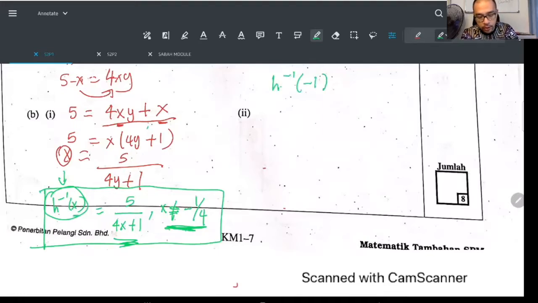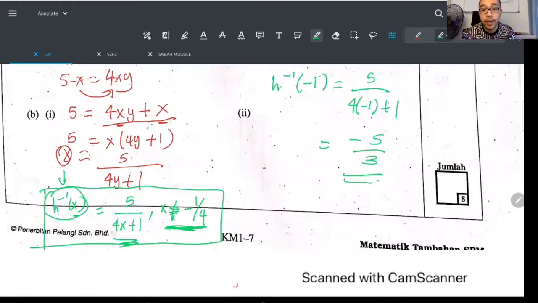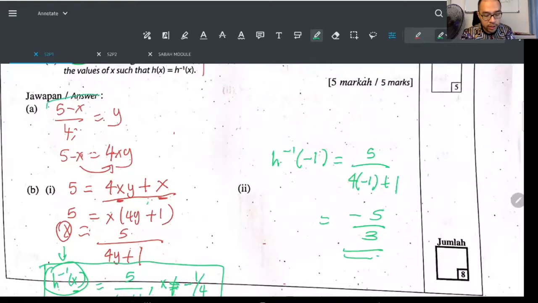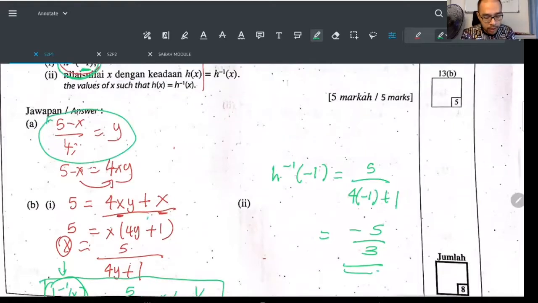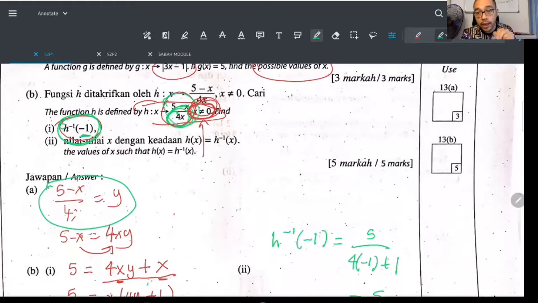Negative 1 equals 5 over 4 times negative 1 plus 1. You will get negative 5 over 3. But again, the basic skill here is how to find the inverse function. This is how I usually teach my students. I take the original function equals to y, and then I rearrange so that I get x alone. That's usually how I do it with my students. You can do it any other way you want, depending on who your teacher is.